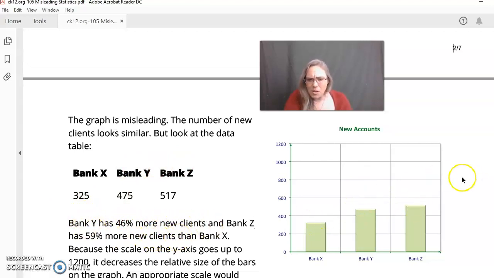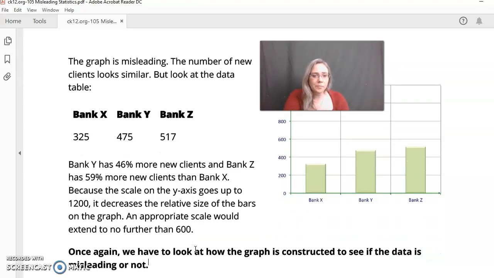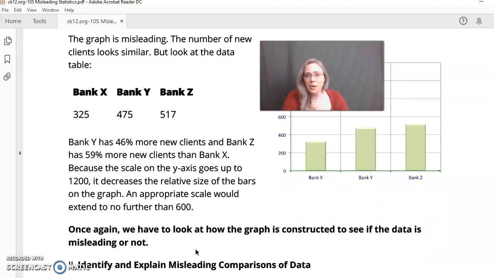Does that look like that much of a difference? No. Well, how come? Look at this again. The scale here jumps up by 200. We have a lot of space at the top of this scale. Can you imagine if instead we went from, say, 0 to 600? That would show a significant difference between these. An appropriate scale would have gone to 600.